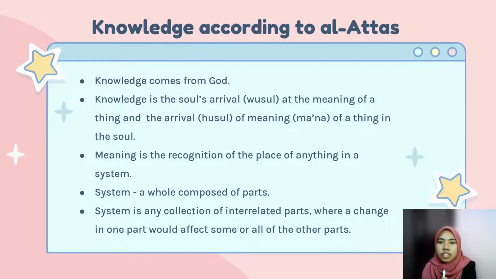Knowledge according to Al-Atas. Knowledge comes from God. Knowledge is the soul's arrival, husul, at the meaning of a thing, and the arrival, husul, of the meaning of a thing in the soul. Meaning is the recognition of the place of anything in a system. System is a whole composed of parts. System is any collection of interrelated parts where a change in one part will affect some or all of the other parts.